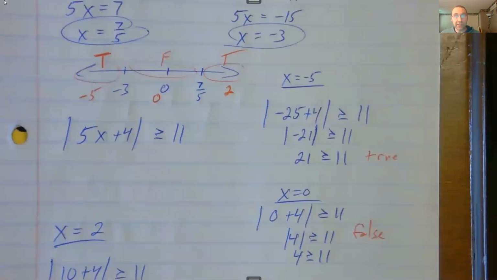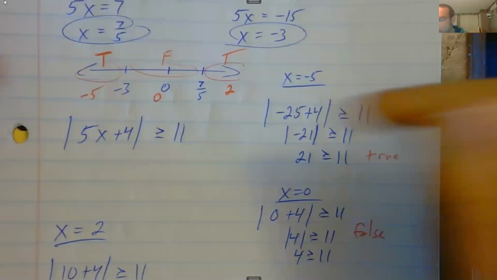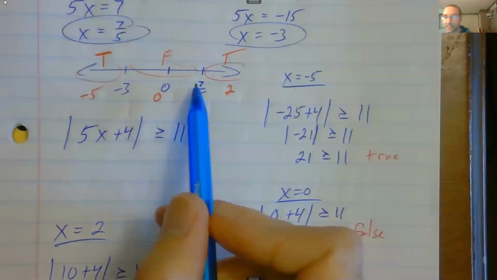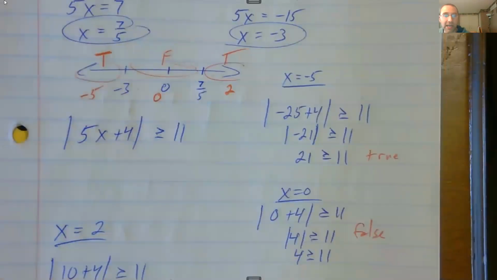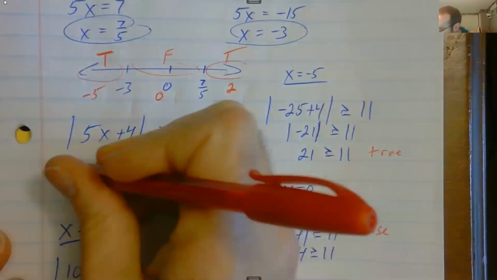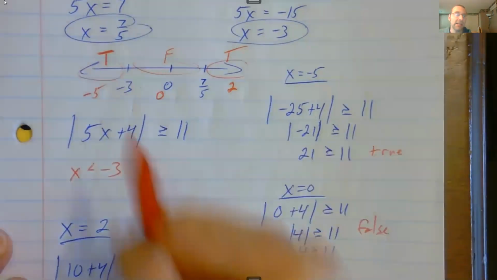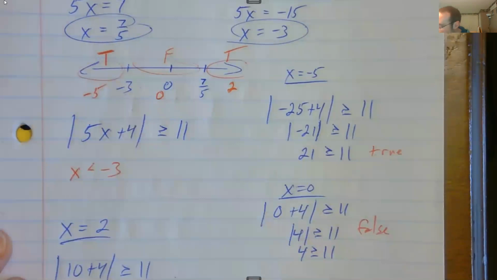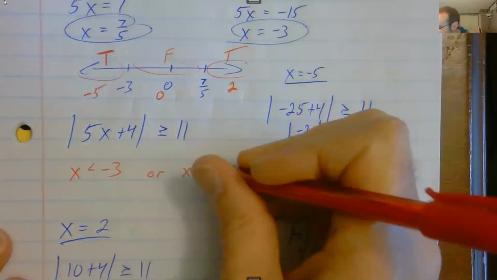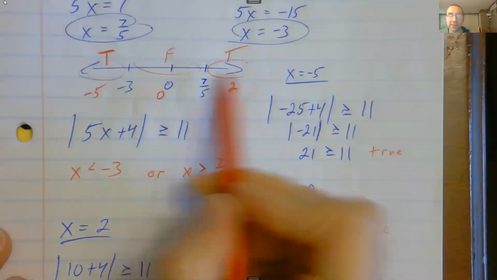So this one's a little different. On the previous example, it was the values in between the two boundary points that worked. In this case, it's now the values outside of the boundary points that are working. And so to write that, we would say our solution will be any x value that is less than -3. Okay, -3 was that boundary. Anything less than that, or any value that is greater than 7/5. So anything greater than 7/5.